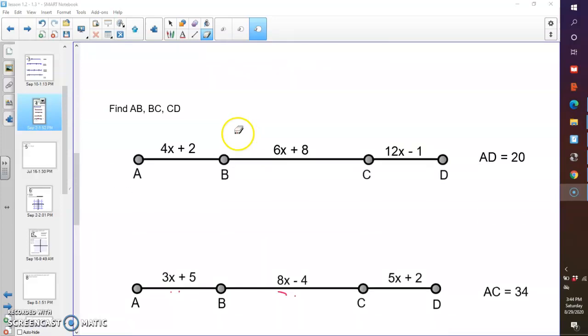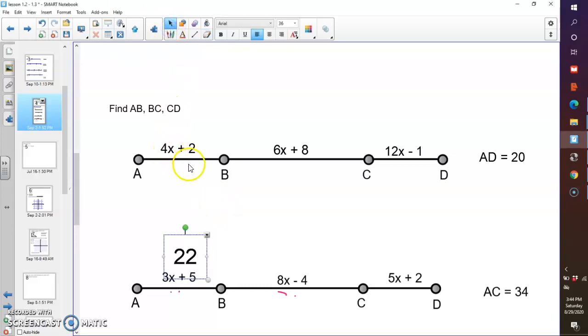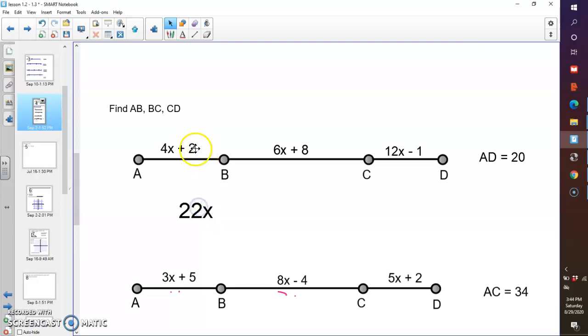Okay, so what we're going to do here is some math and how it applies to this postulate. So if you notice here, I have AD equals 20. Well, how do I get to AD? I would have to add AB, BC, and CD. So when I add these three expressions, 4x and 6x is 10x, 10x and 12x is 22x, I get 22x. I get 2 plus 8 is 10, and 10 and negative 1 is 9.